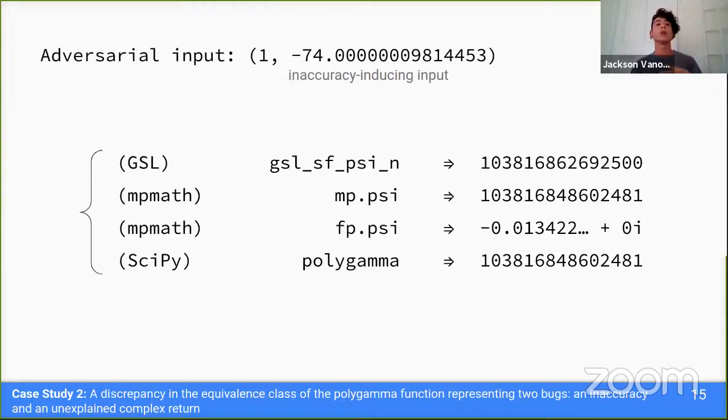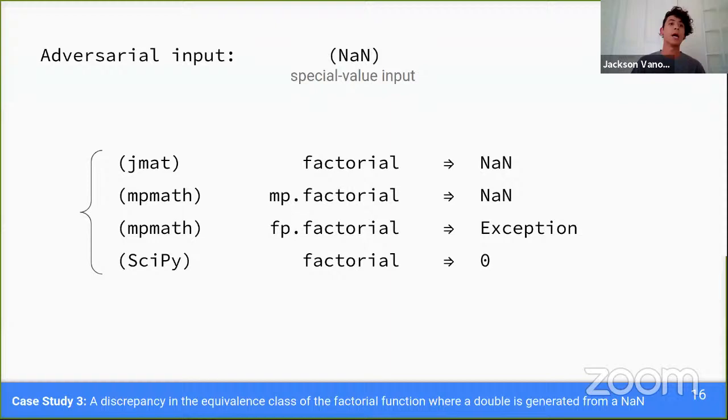This is as opposed to this third case study here, which is a discrepancy between factorial implementations. When we gave this equivalence class a nan, we observed troubling behavior in the SciPy implementation, in which a 0 is returned. And anytime you get a number returned from an input that is not a number, that's problematic behavior. This also resulted in a report and a fix.